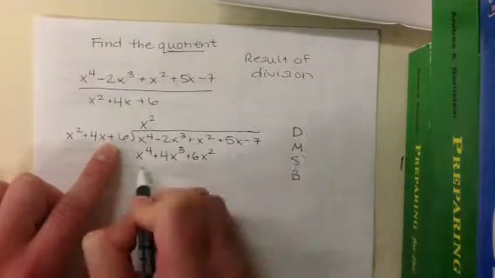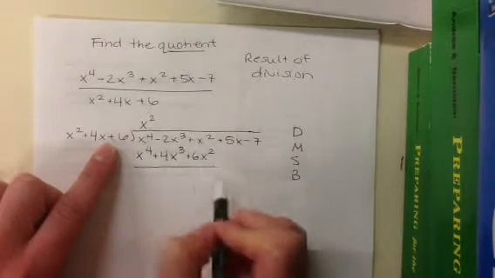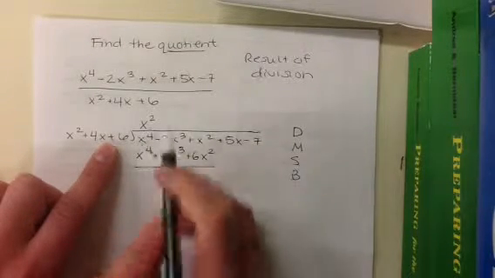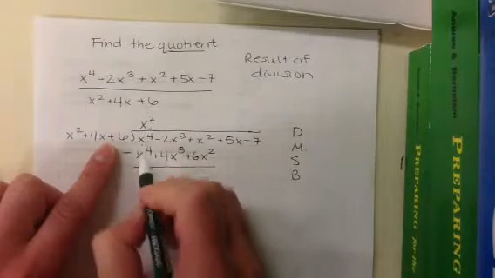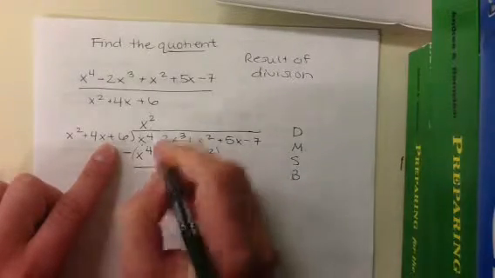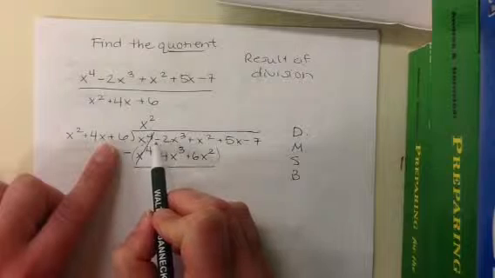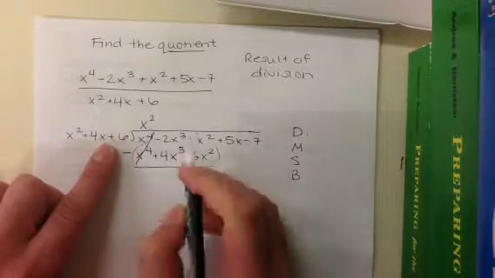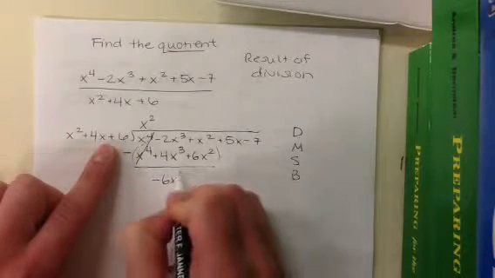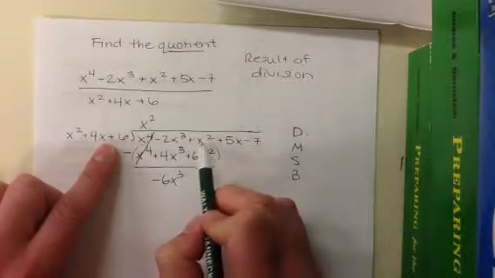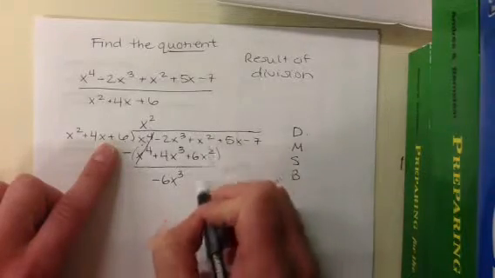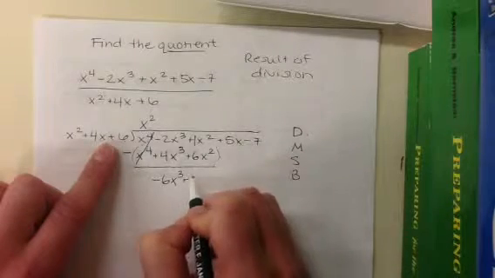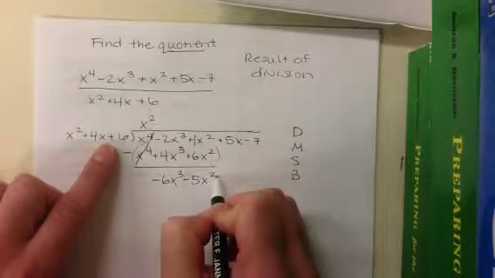Next is subtract. I'm going to subtract each of these terms. X to the 4th minus x to the 4th becomes 0, so they cancel out. Negative 2x to the 3rd minus 4x to the 3rd is negative 6x to the 3rd. X squared minus 6x squared, this is like a 1, so 1 minus 6 is negative 5x squared.